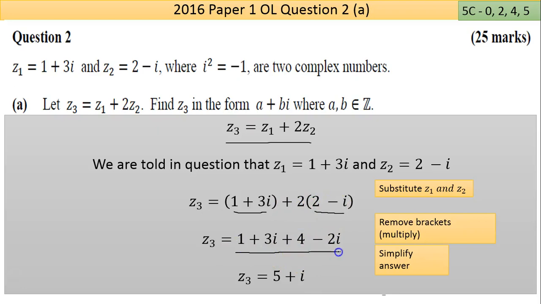You're now at your last step. Just simplify by adding what you can. So real parts add together. 1 and 4 is 5. And then 3i take away 2i, 3 apples take away 2 apples, so left with 1 apple. Job done. So that's part A, so it's worth 5 marks overall.